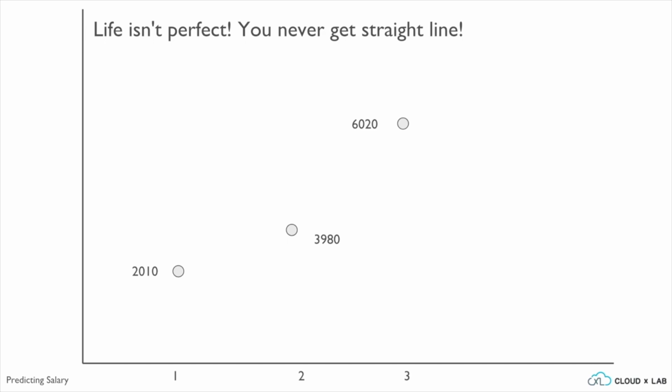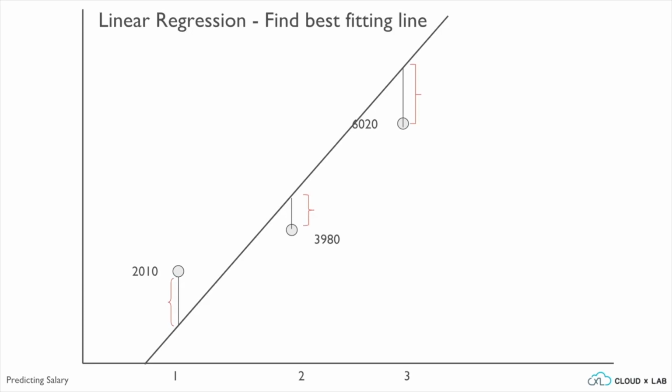What if our data was more like real world data where we don't always get a perfect straight line? Say if the salaries for the 3 years were 2010, 3980, 6020, can we draw a straight line that passes through all the points? No, we can't. So, what do we do in this case? How do we figure out the salary for the fourth year? The first strategy is to come up with a straight line that is closest to all the points. This approach is known as linear regression.